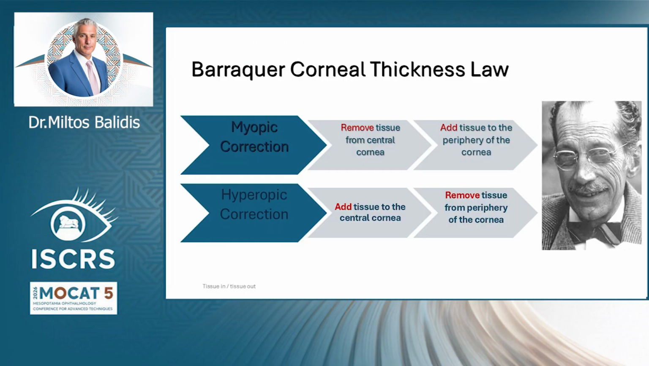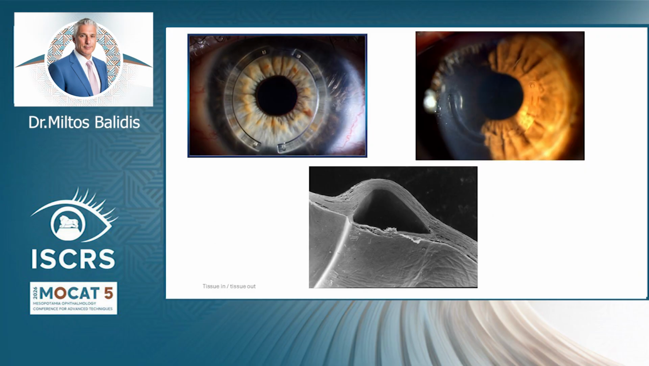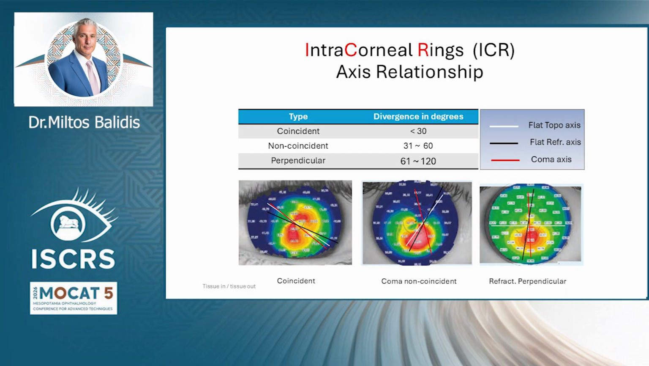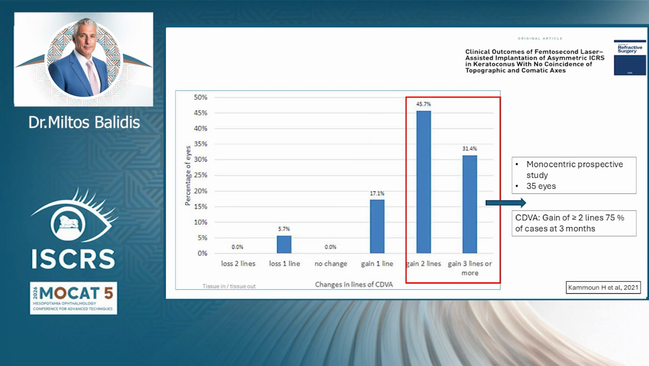If you follow the rules that are coming already from the era of Barraquer and Blavatskaya, the smaller the diameter, the greater the correction, and the thicker the ring, the greater the correction. What we're using more for keratoconus is to increase the volume at the periphery and decrease the volume at the center. These are the two aspects that you use. With the rings, we increase the volume in the periphery. There are a lot of nomograms, depending on the high order aberration, the shape, the astigmatic, topographic, and coma axis. We would love to have them coincide, and that will have an even better effect with the rings. But if they don't coincide, then somehow the effect is not as good.